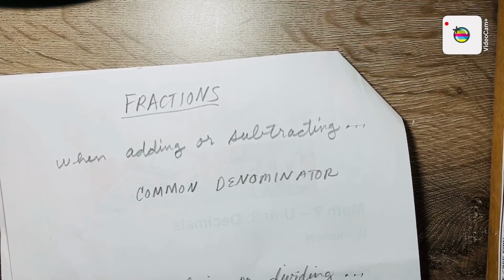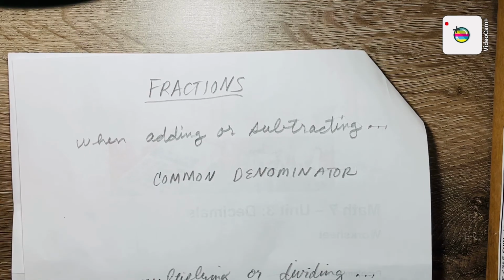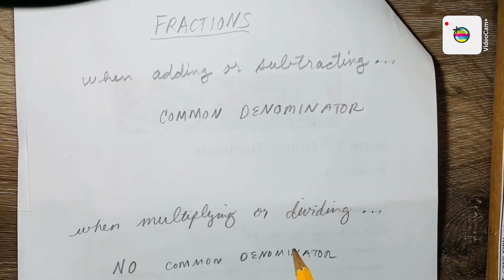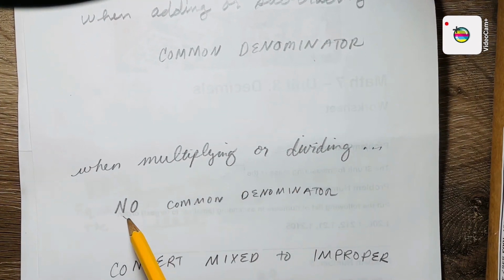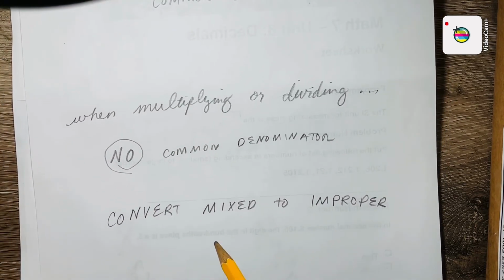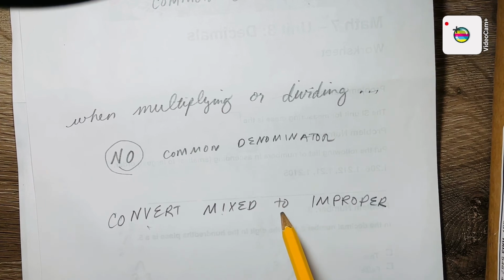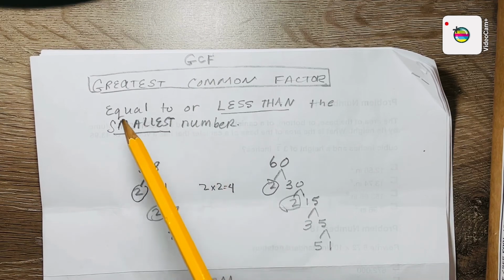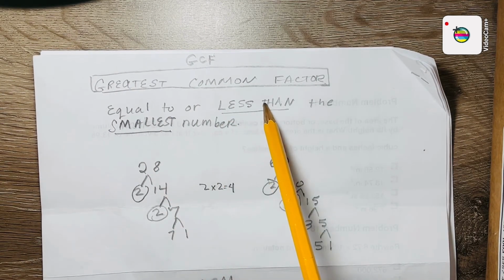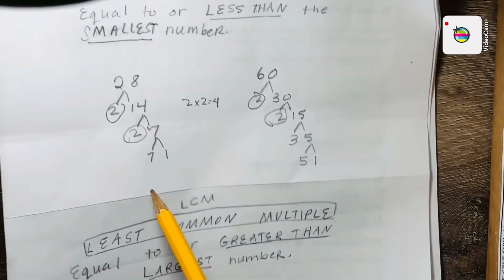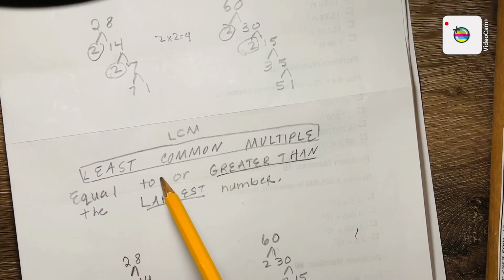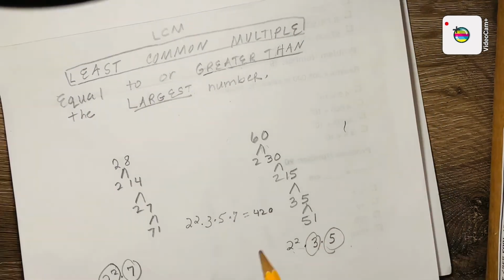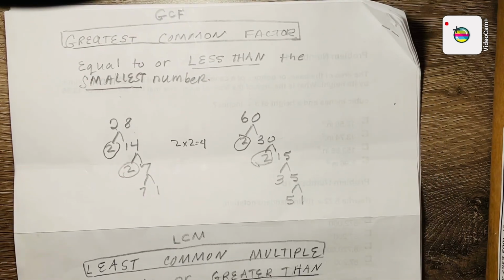Okay, that's the end of our study guide. Here's some things you need to remember about fractions. When adding or subtracting, you must have a common denominator. When multiplying or dividing, you do not have to have a common denominator, but you should always convert mixed numbers to improper fractions. Remember this, with your GCFs, your answer will always be equal to or less than the smallest number. And with LCMs, your answer will always be equal to or greater than your largest number. And practice making some factor trees and finding your GCFs and your LCMs.